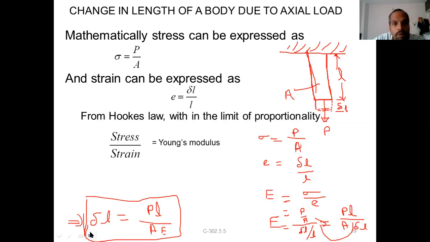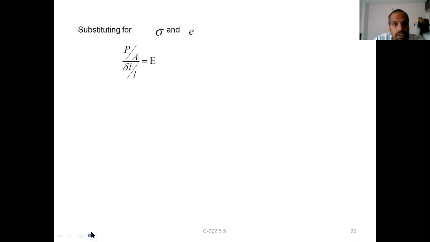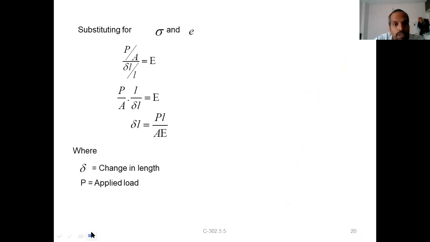Hooke's law, limit of proportionality. In this correction we are saying limit of proportionality, not elastic limit. You observe it, right? Delta L is equal to PL by AE. So what is delta L? Change in length. Of course, L shall be there.